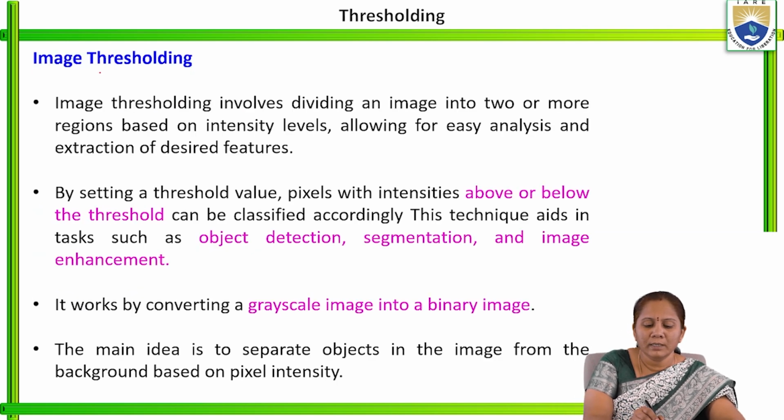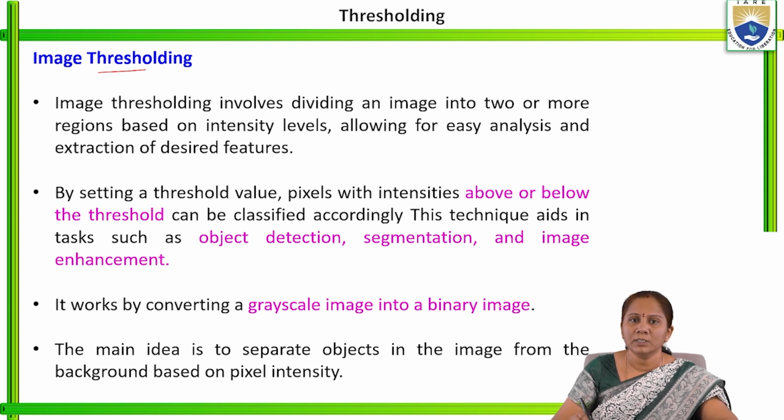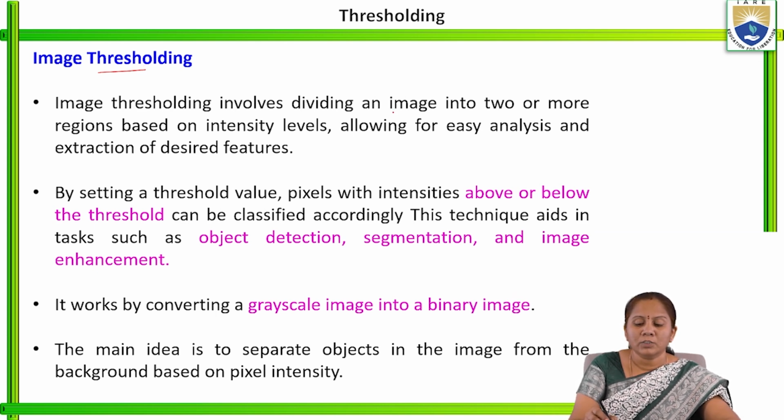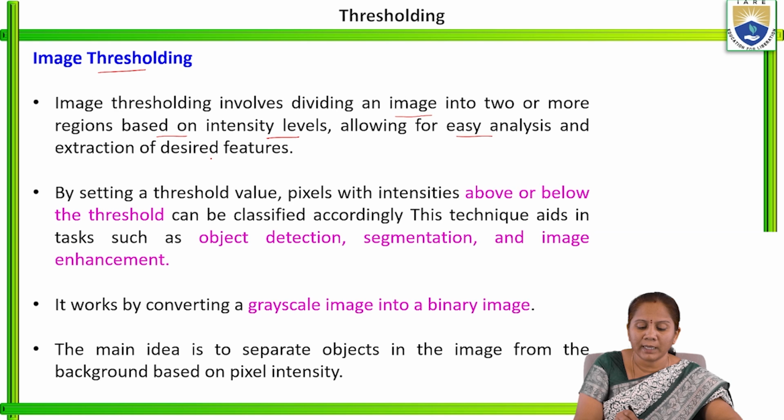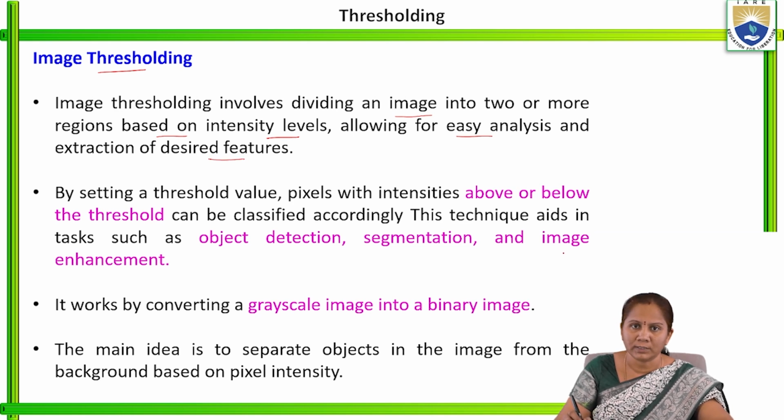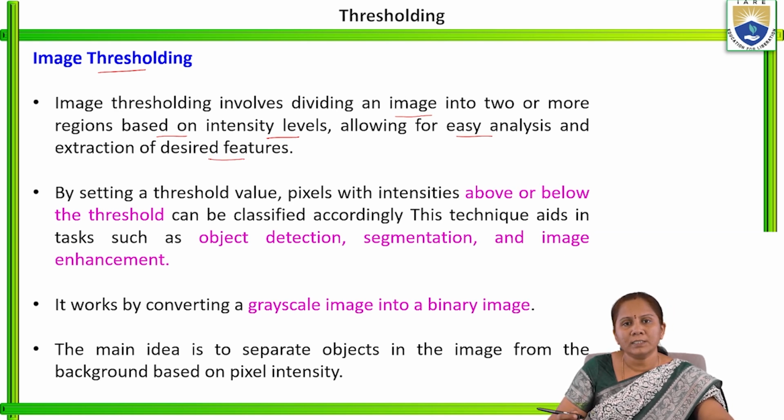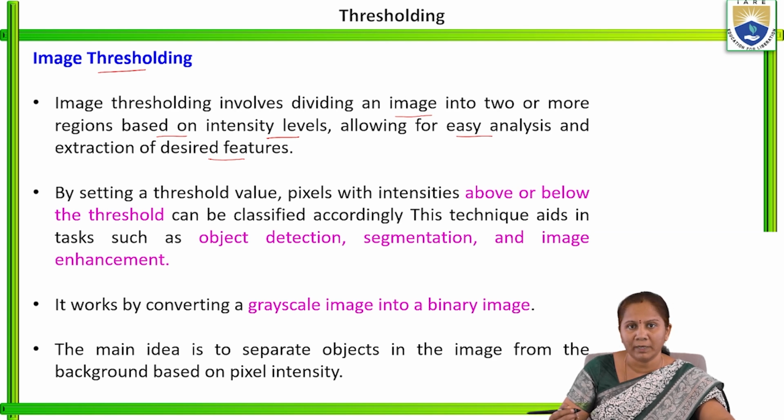First we will see what is meant by image thresholding. Image thresholding involves dividing an image into two or more regions based on intensity levels, allowing for easier analysis and extraction of desired features. This concept comes under image segmentation. This is one of the techniques that can be used for image segmentation.